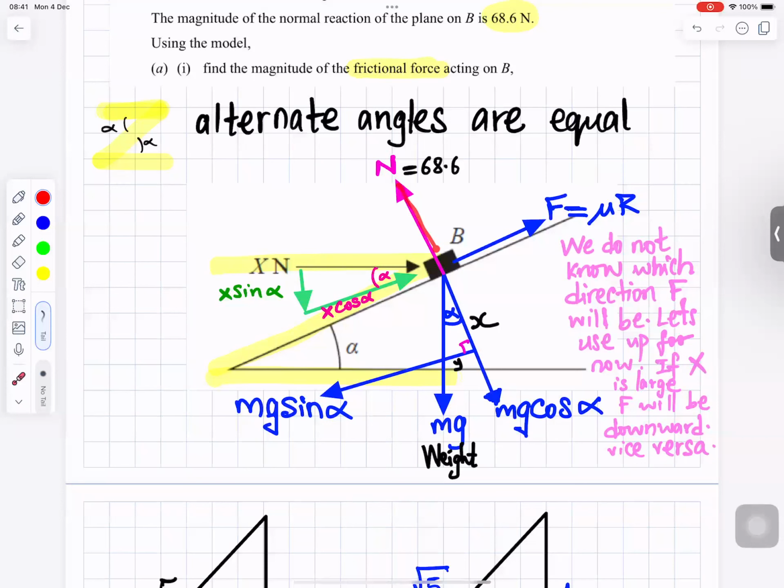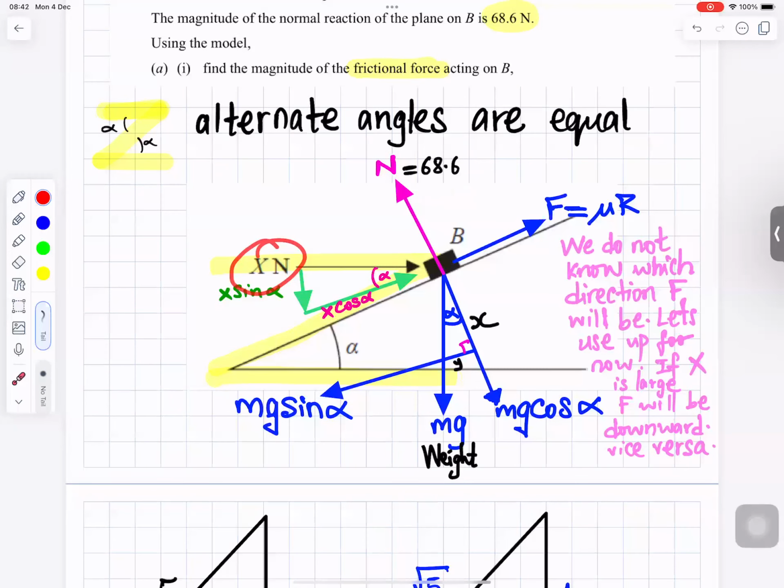We have the normal reaction there, 68.6. And the frictional force pulling it up to stop it sliding down. Frictional force opposes motion, so it's pulling it up. We'll put it going up to be mu R, and I'll explain why we use it going up at the moment.